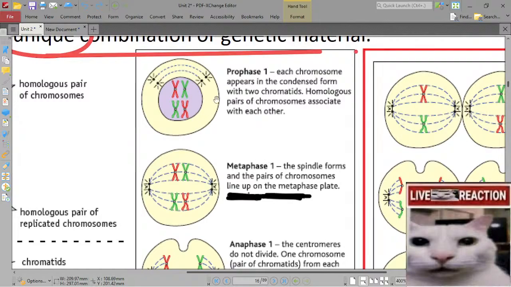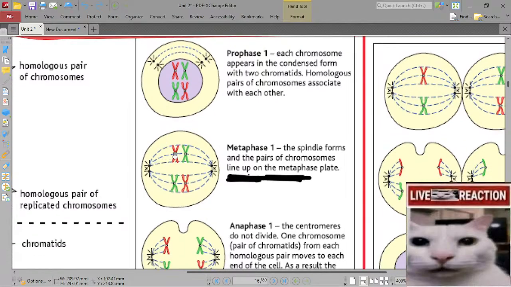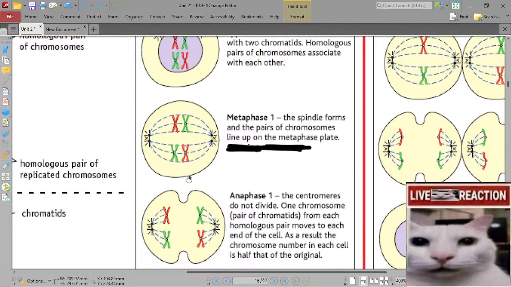So it replicates and then condenses. The nuclear membrane and the nucleus begin to fade away, dissipate, or break down. Centrioles move to the polar ends of the cell, and spindle fibers begin to form. The spindle forms and binds to the chromosome pairs.